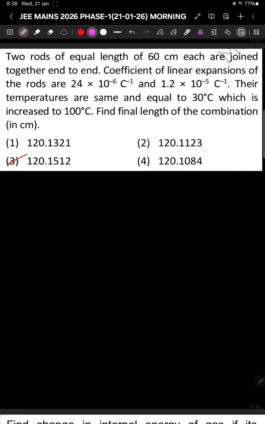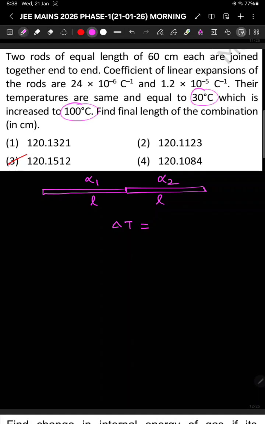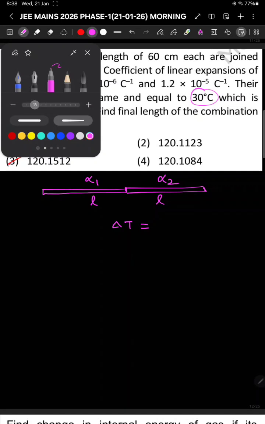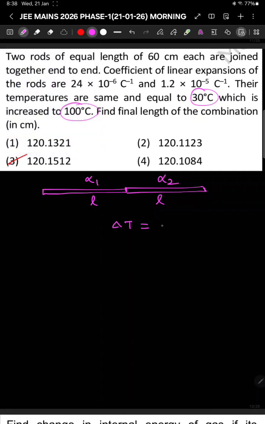Two rods of equal length are joined together end to end. So here we have a rod and one more rod. Both are having same length. Their coefficients of linear expansion alpha 1, alpha 2 are given. For both of them, temperature difference: initial temperature given 30, final temperature 100. So difference becomes 100 minus 30, 70 degrees centigrade.